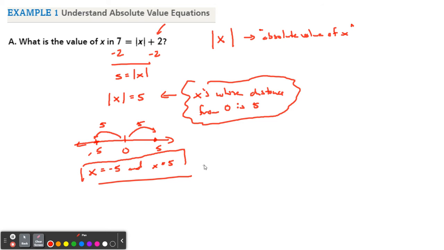Now we could also write it like this, x equals plus or minus 5, if you have that opportunity. It's however you want to do it. But this is what absolute value means, distance from 0. And notice that the value of x can be negative, but when you put it inside the absolute value, it turns it to positive. So the absolute value is always a positive number.